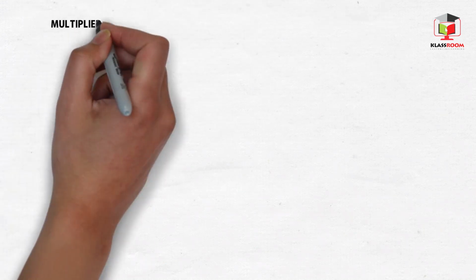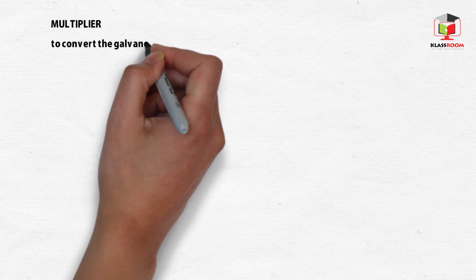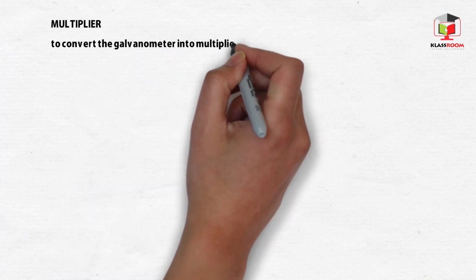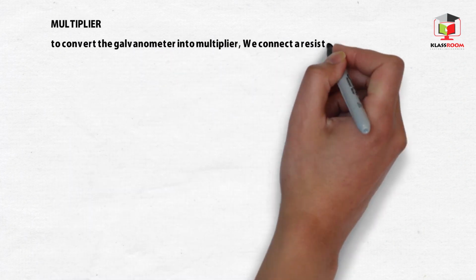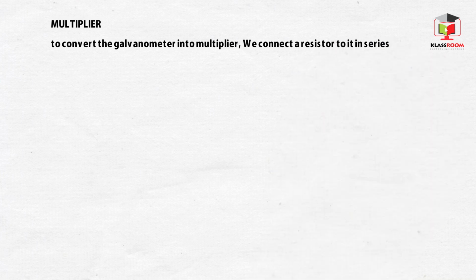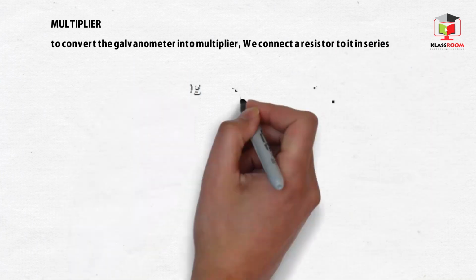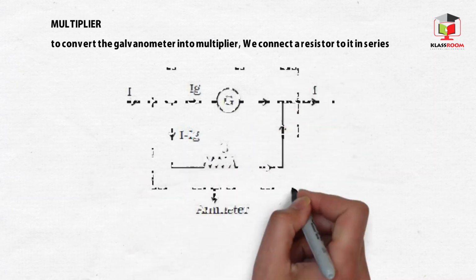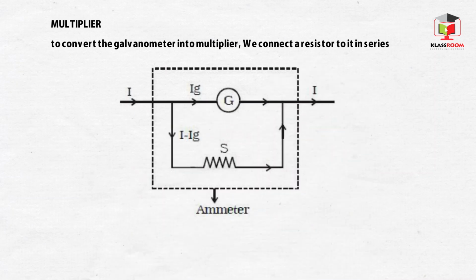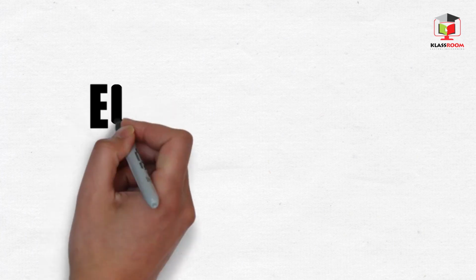Multiplier. To convert a galvanometer into a multiplier, we connect a resistor to it in series, as shown also in the figure below. That brings us to the end of the topic, electric field 2.